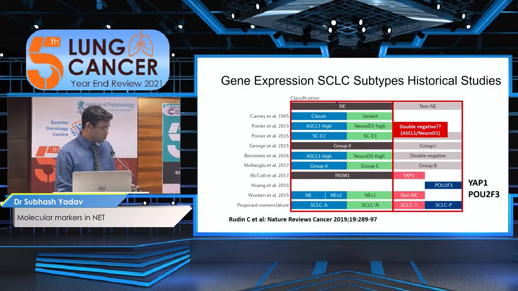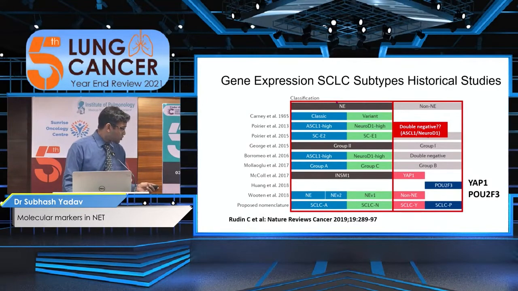YAP1 and others. So there is a recent paper which proposed a nomenclature that small cell lung carcinomas can be molecularly divided into 4 groups. One is small cell lung carcinoma A, which is the ASCL1 high group. The second group is the NeuroD1 high. The third group, which stands for Y, is the YAP1, and the fourth group is the POU2F3. So this is how the current nomenclature has been proposed.